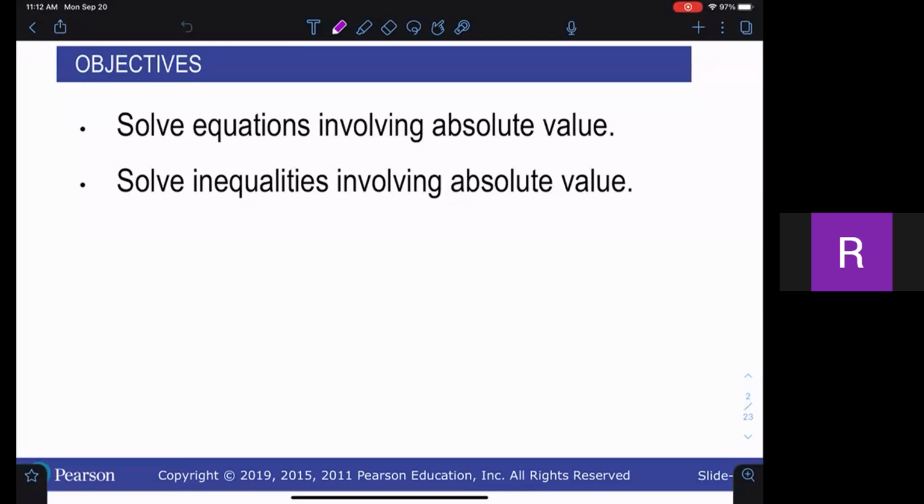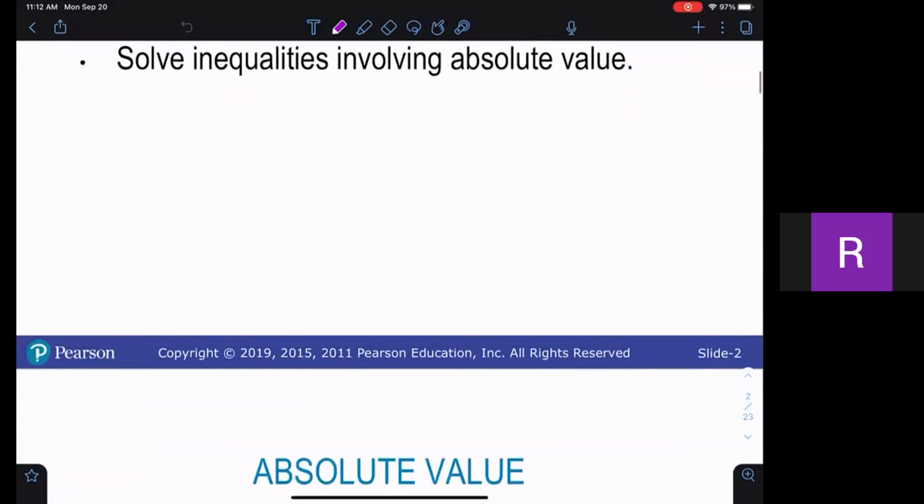Okay, guys, this is 1.7, I believe. I want to go over this really quick. Here they say solve equations involving absolute value and solve inequalities involving absolute value. So it's very easy. It's not a big deal.